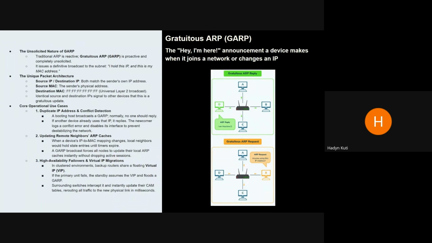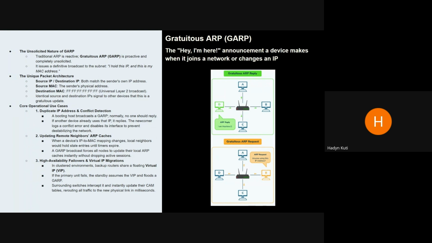The 3 uses of this start with duplicate IP address conflict detection. A booting host broadcasts a GARP. Normally, no one should reply. If another device already uses that IP, it replies. The newcomer logs the conflict error and disables its interface to prevent destabilizing the network.